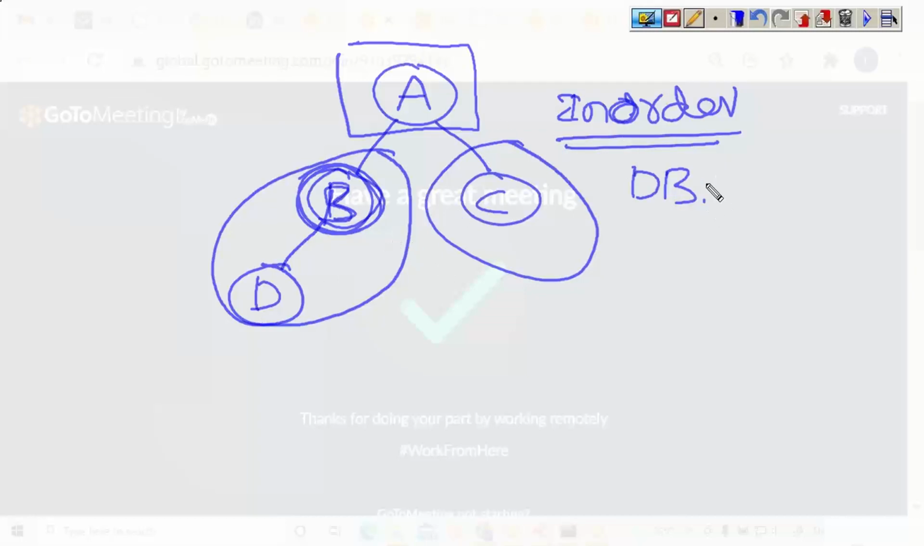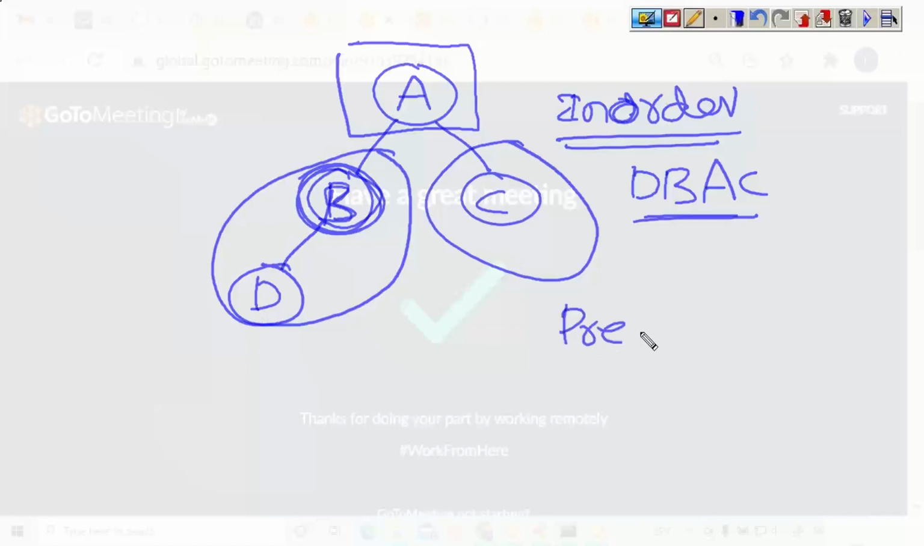Now A will come. Once A is over, then the right side. What is the right side? C. This is the in order traversal for this simple tree.